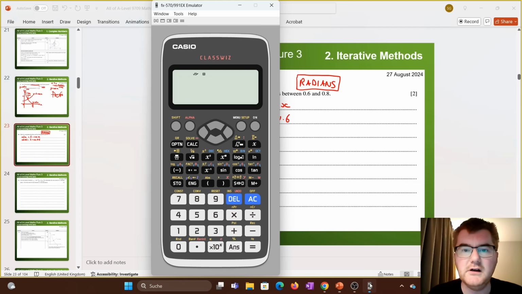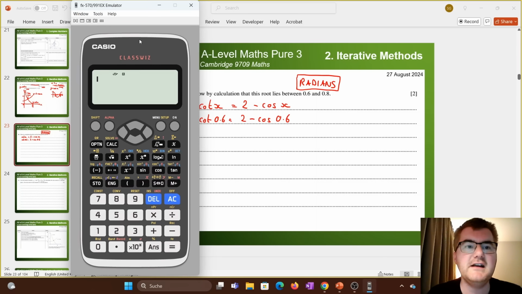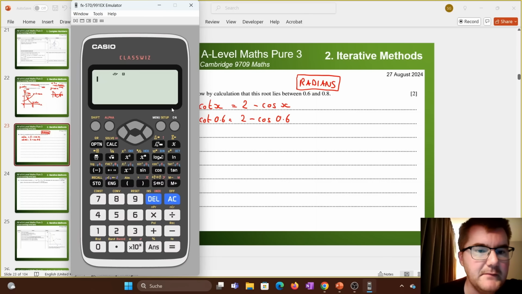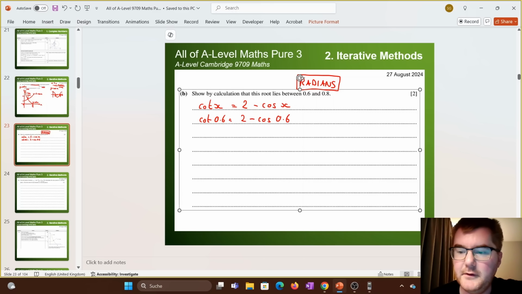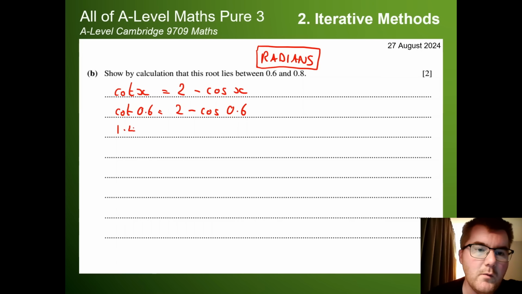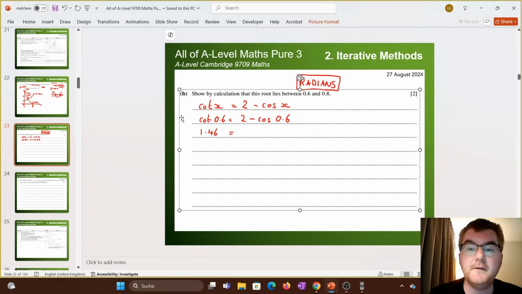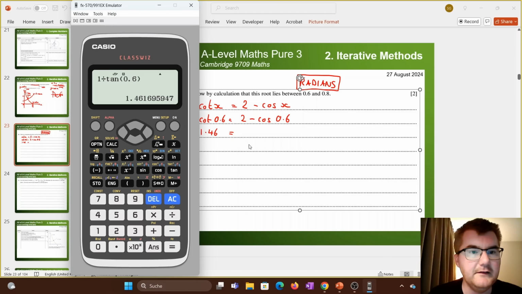So I've got a normal Casio here. Again, notice it's set in radians. It says it up here, so make sure that you are aware of it. Now, of course, cot is not on my calculator, but we can work this out by knowing it's a reciprocal function of tan. So we do 1 divided by tan of 0.6 in radians. That gives us 1.46. So let's pop that down, 1.46.